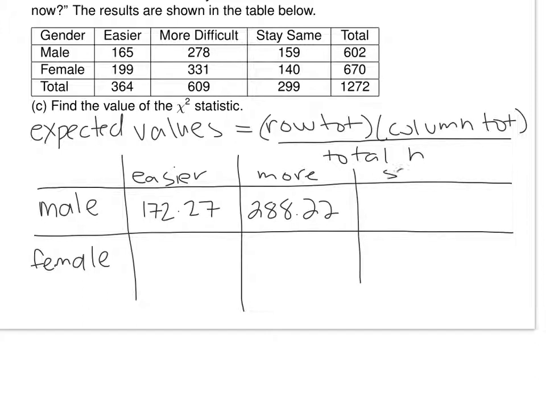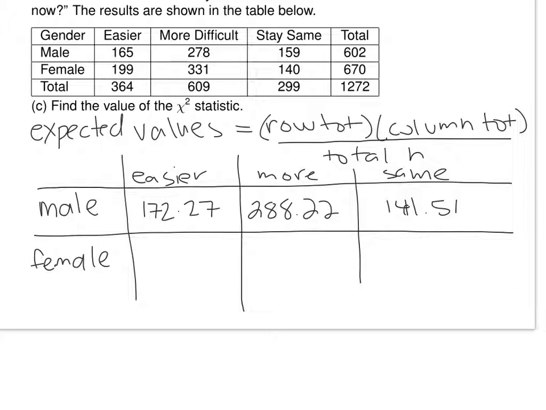And in the same column, we take 602 times 299 divided by 1272, and that's 141.51. And at this point in time, you could check and see, does my row add up to 602? One thing that might happen is with the rounding, it might not add up exactly to 602. I think this adds up to 601.99, but it's good enough.